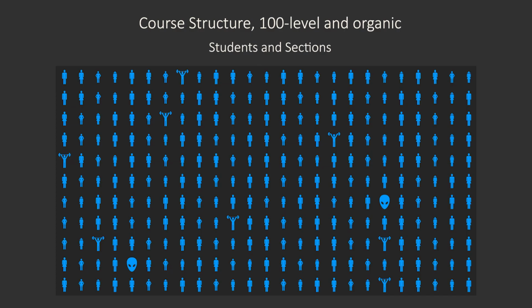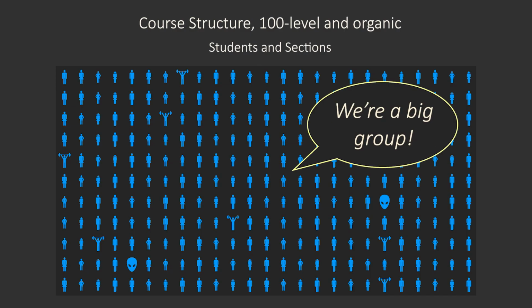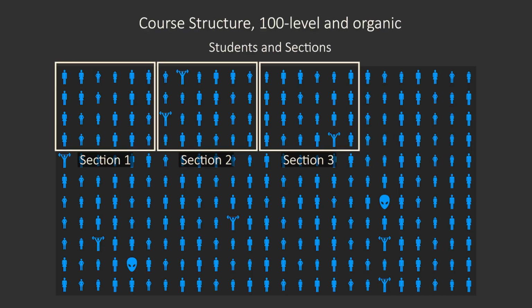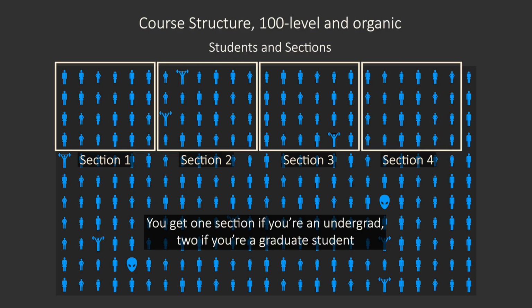Now, any given chem course can have anywhere from a few hundred to as many as 800 or 900 people in it, so to make things more manageable, each one is divided up into lab sections of up to 24 people. As a TA, you'll be in charge of one or two of these sections.